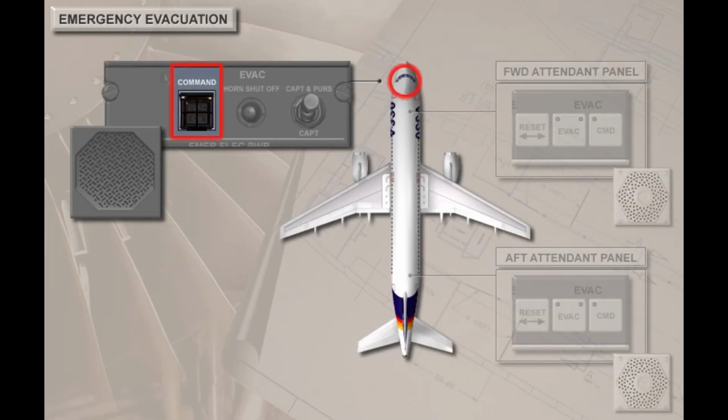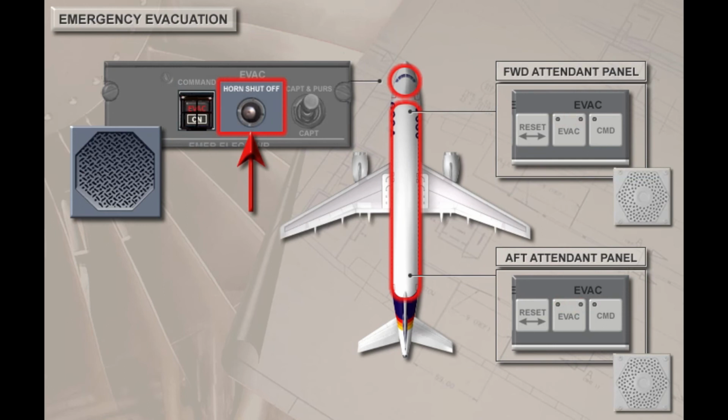When the guarded evac command push button on the overhead emergency evacuation panel is pressed and released, the on light comes on, the evac light flashes red, and an evacuation horn sounds in the cockpit. In the cabin, the evacuation horn sounds, and the evac lights in the forward and aft flight attendant panels flash.